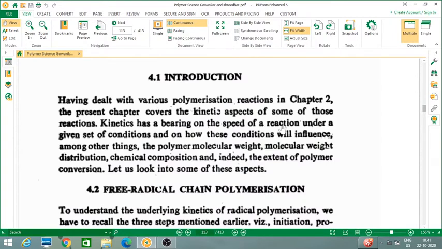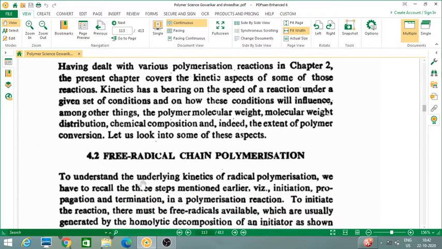Kinetics has a bearing on the speed of a reaction. So what is kinetics? It is the speed of the reaction under a given set of conditions, and how these conditions will influence, among other things, the polymer molecular weight distribution, chemical composition, and indeed the extent of polymer conversion. Let us look into some of these aspects.